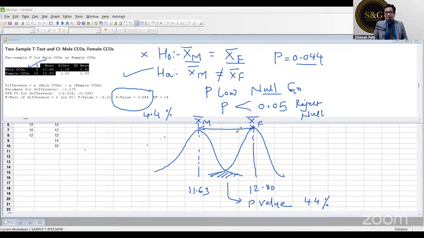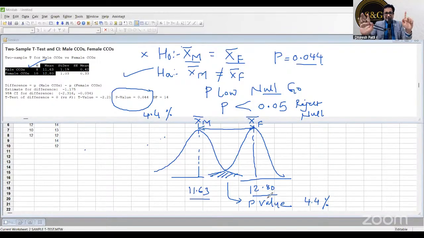That's what I have just drawn with these two distributions: the male distribution and the female distribution. The male average is 11.63 and the female average is 12.80. That means on average males are closing the call in 11.6 minutes and females are closing the call in 12.8 minutes. So there is a mathematical difference, but is the difference statistically significant? That's what we are checking in this hypothesis testing.